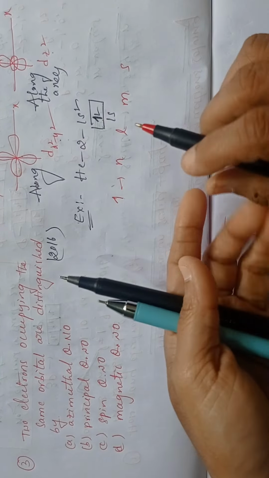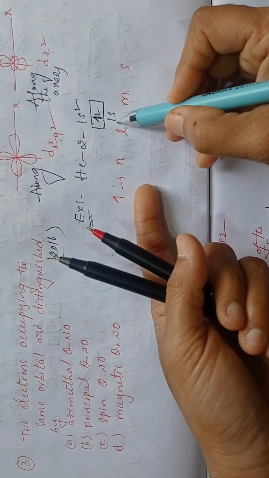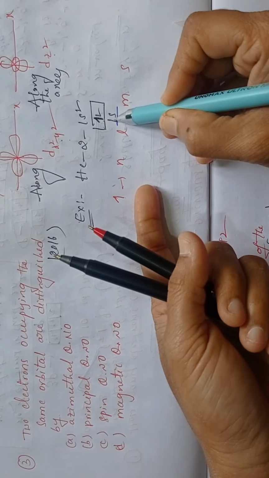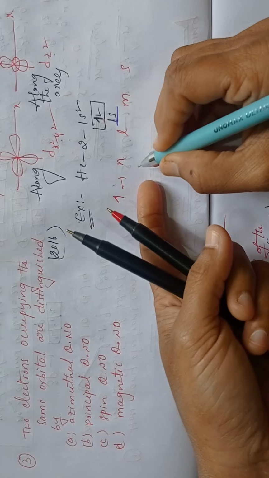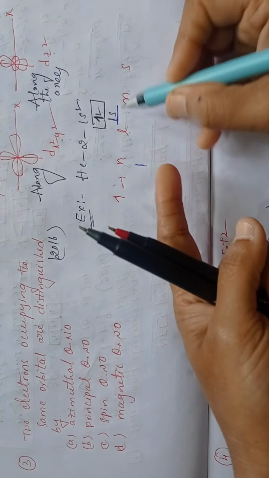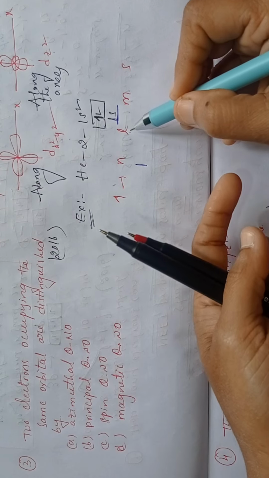So for this electron, I am calculating. Now tell me, n value how much? 1. Here, n indicates the principal quantum number, so n is equal to 1. L indicates the azimuthal quantum number.